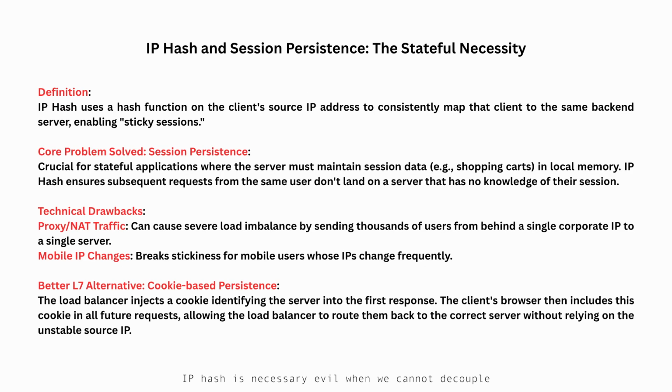IP hash is a necessary evil when we cannot decouple our application logic from the state. When you need a sticky session, where a user stays attached to the same server, IP hash is the simplest L4 mechanism. However, modern network topology creates severe limitations, especially with NAT and corporate proxies that can funnel thousands of users through a single IP, creating a server hotspot.